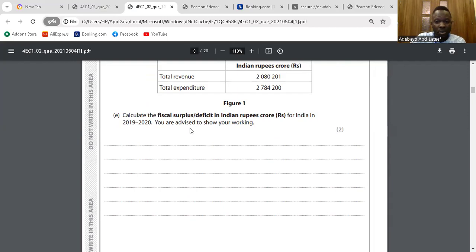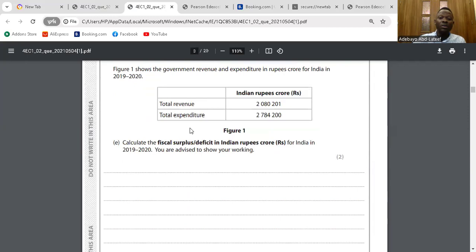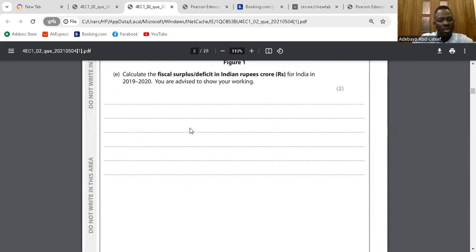Calculate the fiscal surplus or deficit in Indian rupees crore for India in 2019 and 2020. For fiscal surplus or deficit, it's always revenue minus expenditure. Clear? So here the revenue is 2,080 minus the expenditure, which is 2,784,200, which is negative 703. Clear? So move on.